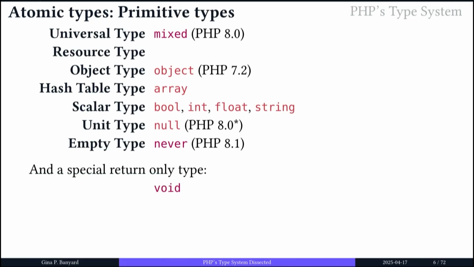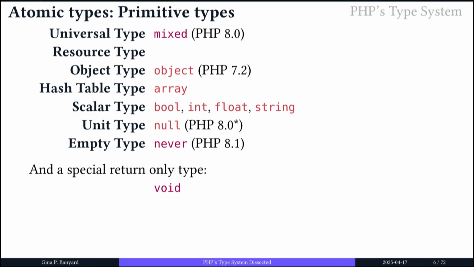So atomic types, like the primitives in PHP, we have the universal type, which means that every single value is part of this type, which is mixed. The resource type, which is what you get from a stream, like if you do fopen, this doesn't have a type declaration in PHP.